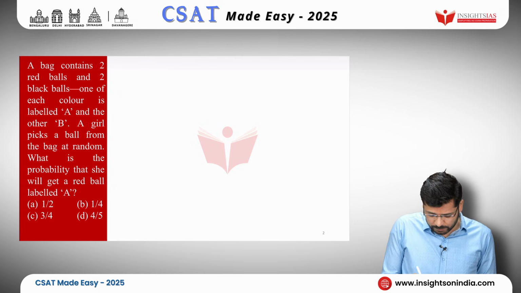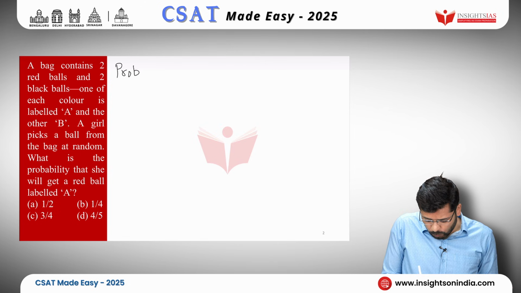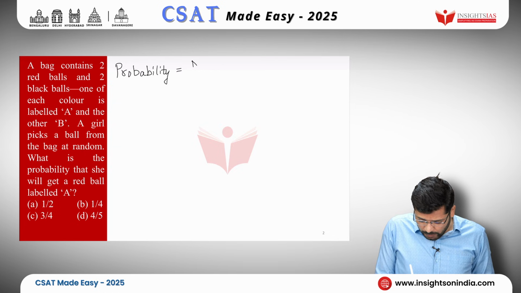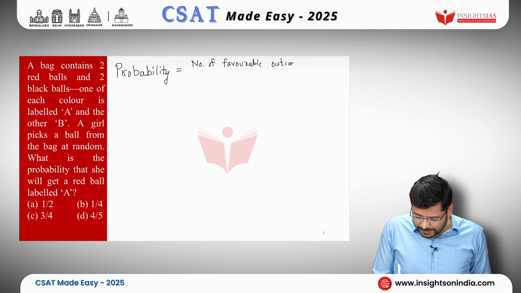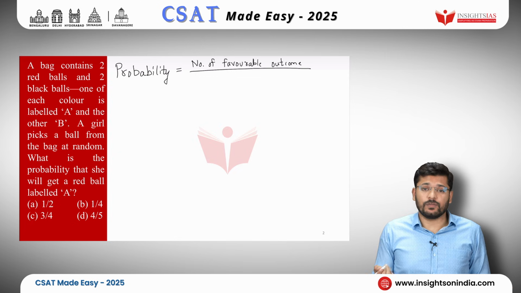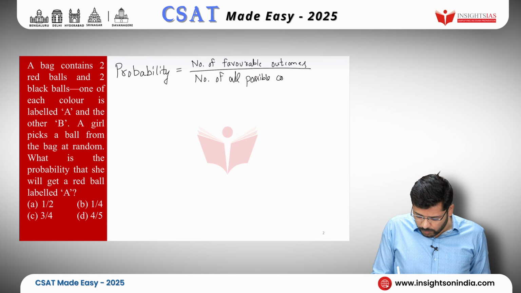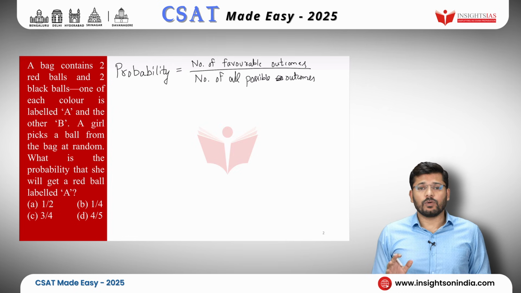So what does probability say? The most basic formula of probability represents the concept of probability itself. It says something like this: probability is equal to number of favorable outcomes. What is a favorable outcome? A favorable outcome is an outcome which is desired or which is being accounted for. Probability is equal to number of favorable outcomes divided by number of all possible outcomes, or total number of outcomes.